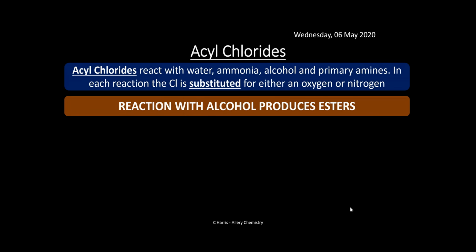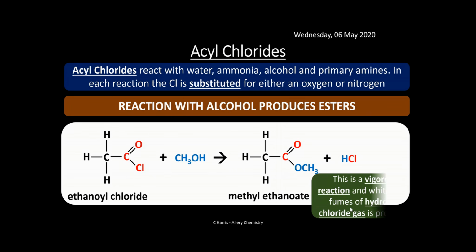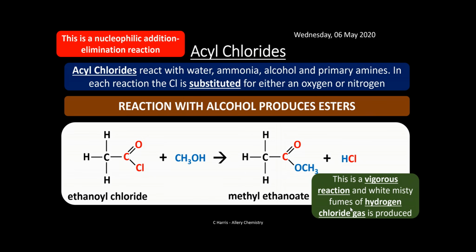So the reaction with alcohol produces esters. So let's have a look. So there's our alcohol there. So ethanoyl chloride plus alcohol. This is methanol we're using here. And we're producing our ester. As you can see, this is methyl ethanoate that's produced. And again, white misty fumes are produced. And make sure that's done safely.